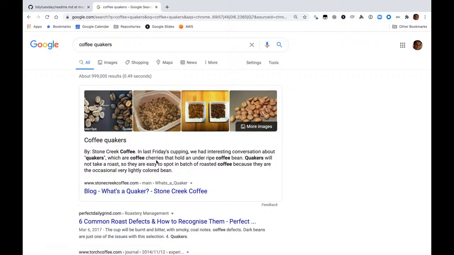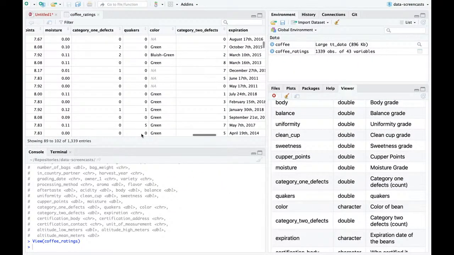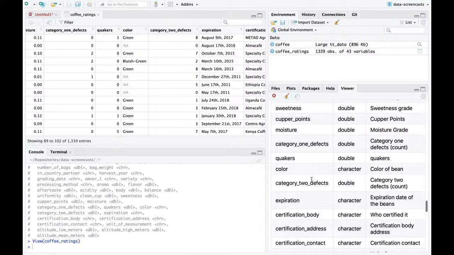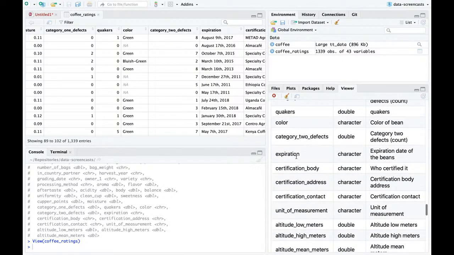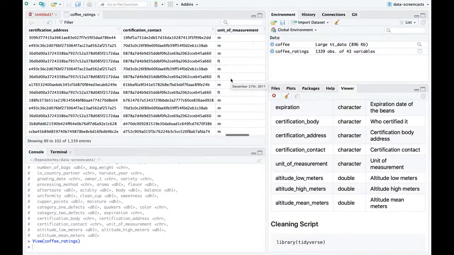Quakers are coffee cherries that hold an underripe coffee bean. Oh, I see. Okay. So I guess they inspected it, and that's a defect in a roast. Is the number of quakers. Okay. Category 2 defects. Hopefully not. Category 2 is less serious. There are so many things, and all the things about how it's certified.